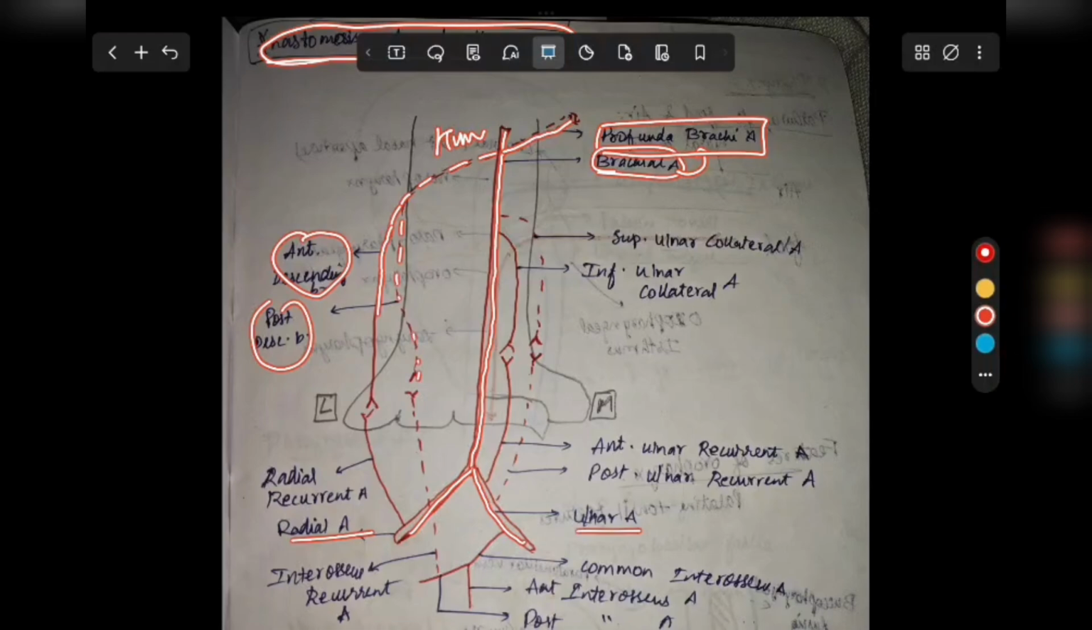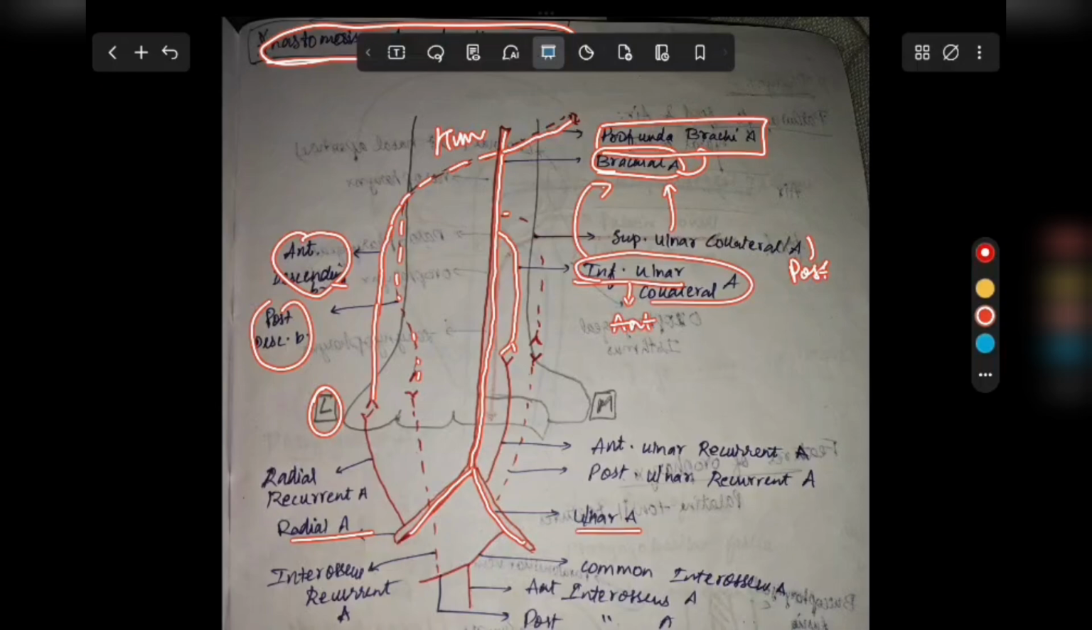I will explain it. Now this anterior descending branch comes on the lateral side of the humerus. Now let us see the different branches of the brachial artery. This branch is the inferior ulnar collateral artery, which is a direct branch of the brachial artery, and the superior ulnar collateral artery, which is also another branch of the brachial artery, goes posteriorly. This inferior ulnar collateral artery goes anteriorly.